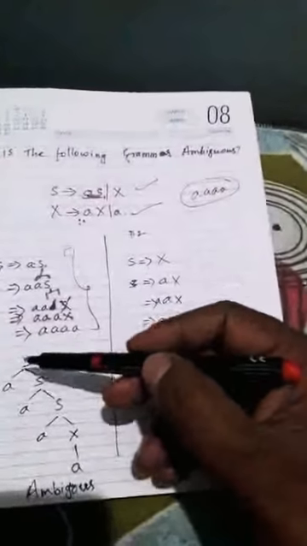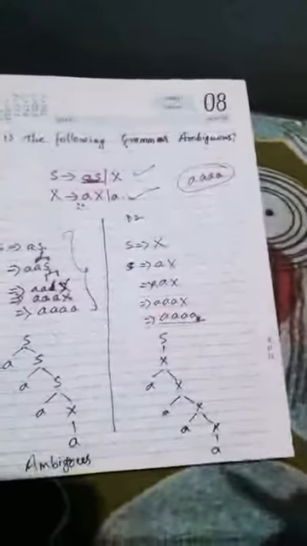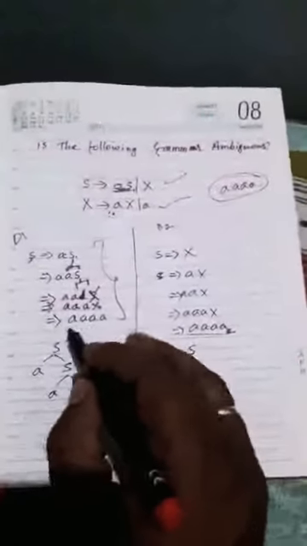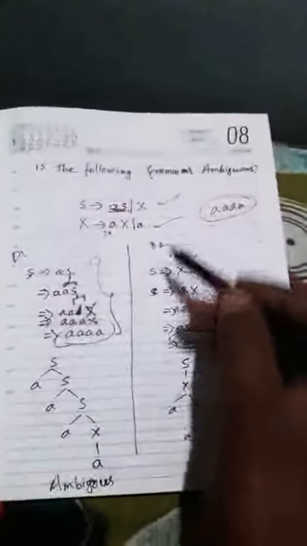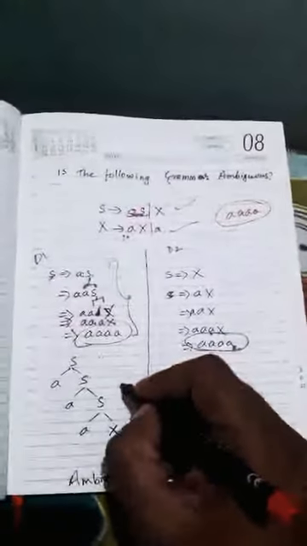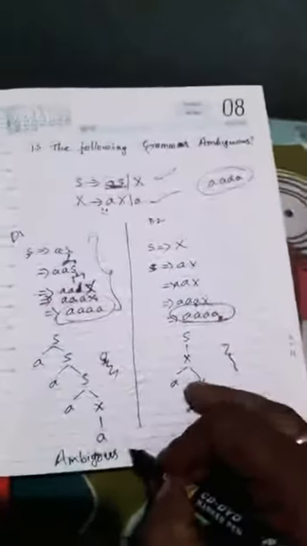Here you start with S, X. In this you are taking only X in all the derivations. So the string obtained here is 4 A's. Here also the string obtained is 4 A's by using the same grammar. But you have two different derivation trees. Hence we say it is ambiguous.